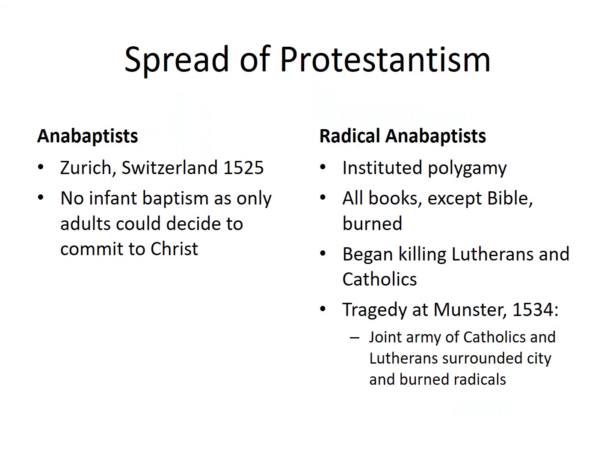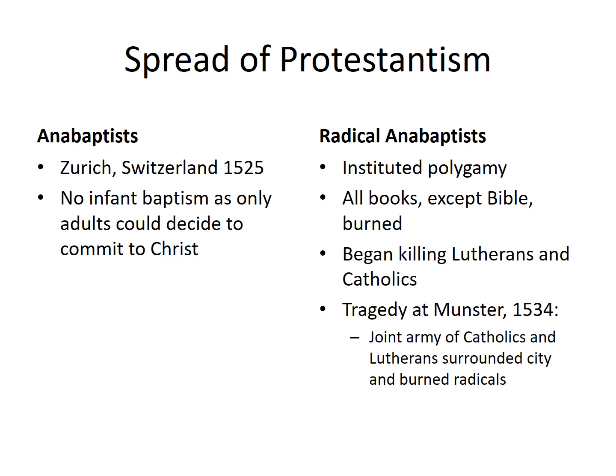The spread of Protestantism. Now we're going to talk about some other Protestant groups. The Anabaptists are another one, in Zurich, Switzerland. They did not believe in infant baptism. They thought only adults could decide to commit to Christ, so they only believed in adult baptism. Radical Anabaptists went even farther, instituting polygamy, meaning marrying more than one wife. They believed all books should be burned except for the Bible. The Bible is the only book that they believed was necessary, and they began killing Lutherans and Catholics also.